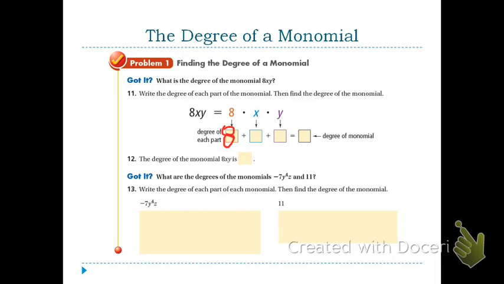Oh, I'm sorry. Back that up. They want us to write down the degrees. Okay, so if we split up that 8xy, it is made up of an 8, an x, and a y. What is the exponent of the 8? If you don't see it, it is 1. So the degree of the 8 is 1. The degree of that x would also then be 1. And the degree of the y would also be 1. So that means the degree of the monomial would be 3. So in question 12, the degree of the monomial 8xy is 3.